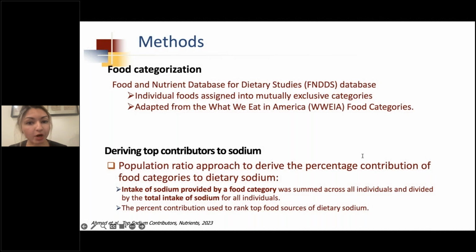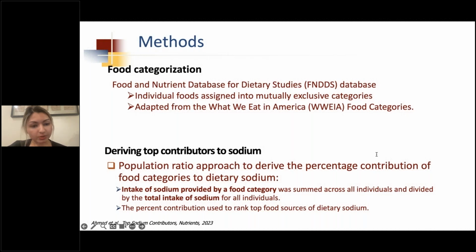In terms of our food categorization, we used the USDA Food and Nutrient Database for Dietary Studies to determine the amount of sodium in foods consumed by the respondents as they reported in their 24-hour recall. And we also used this database to define the food categories, which were aggregated into 87 categories adapted from the What We Eat in America food categories.